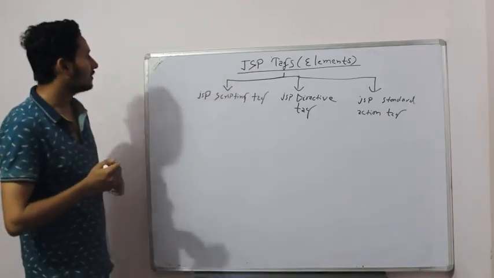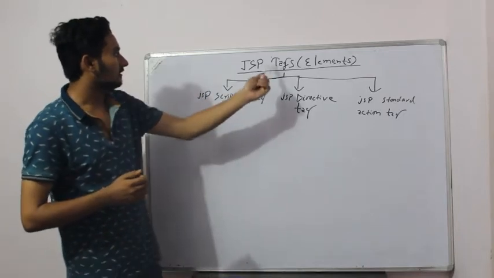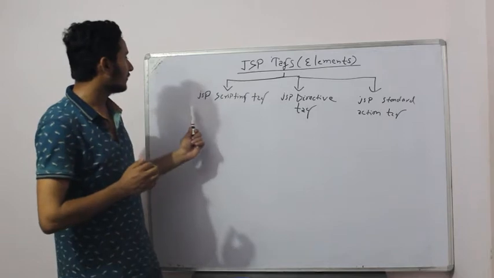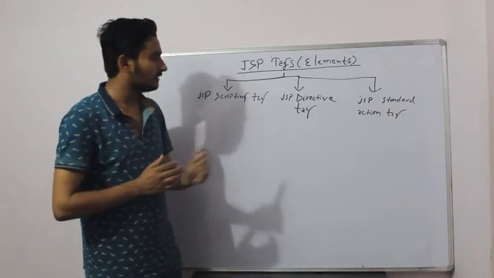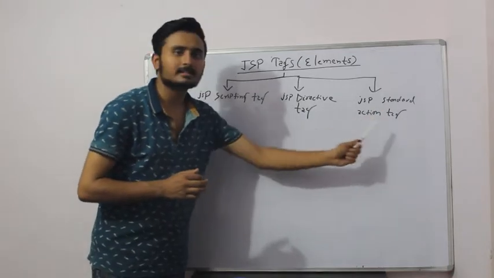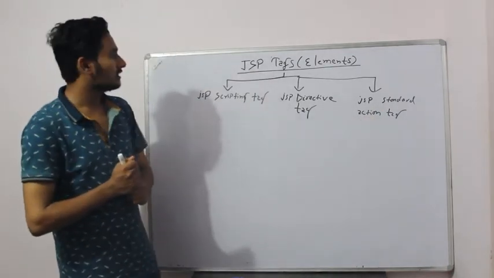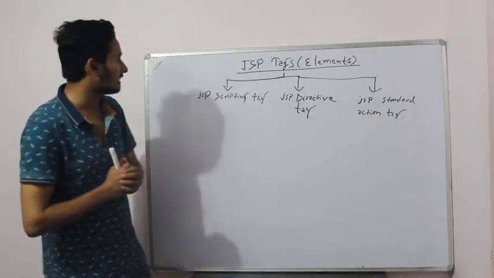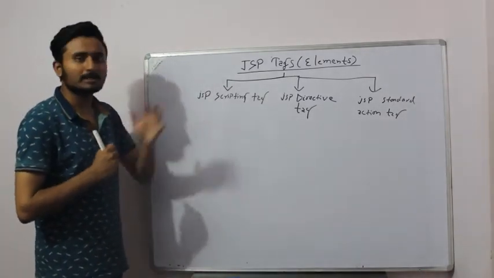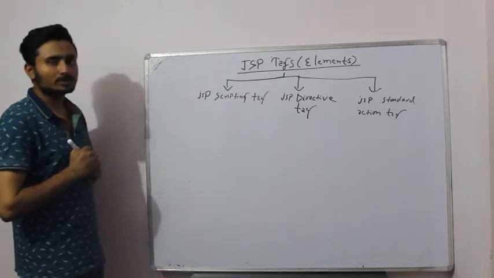So these tags are grouped into three subtags. The first one is JSP scripting tag, the next one is JSP directive tag, and the last one is JSP standard action tag. In this video I am going to discuss the very first group, that is the JSP scripting group. So let us proceed.